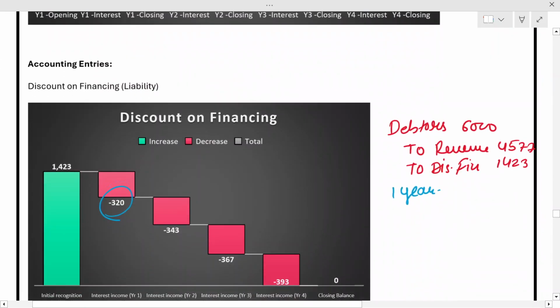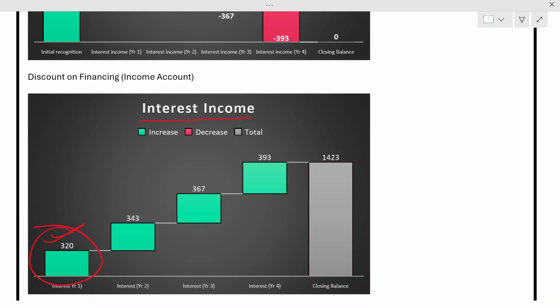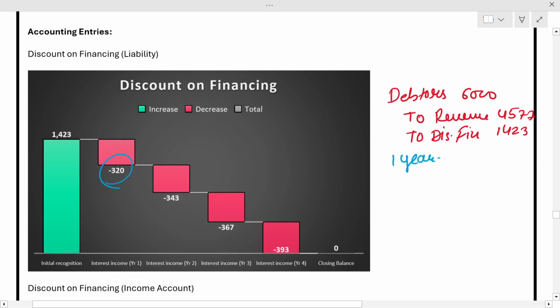So in my interest account, my interest income has increased to 320. But where did this interest income come from? It came out of this discount on financing. This 1423 was there, and out of that 320 is now reduced, because this has become your income. You have recognized it.